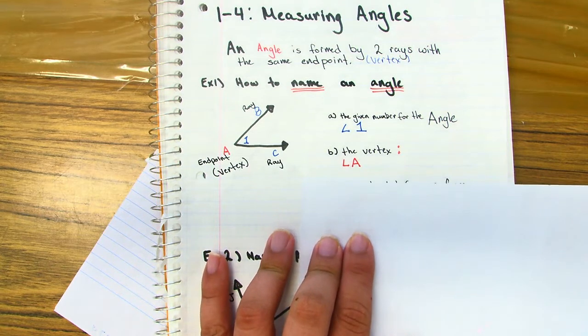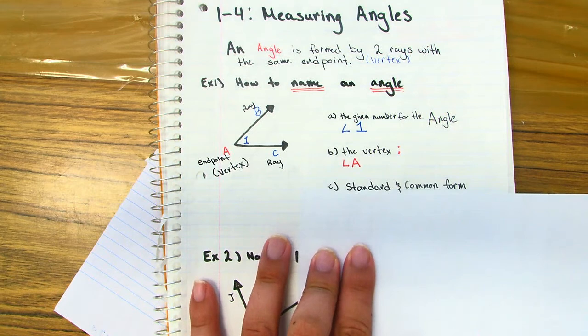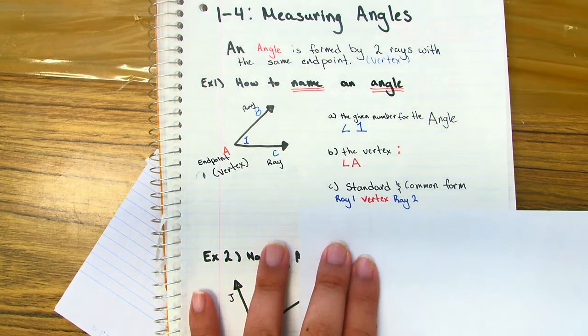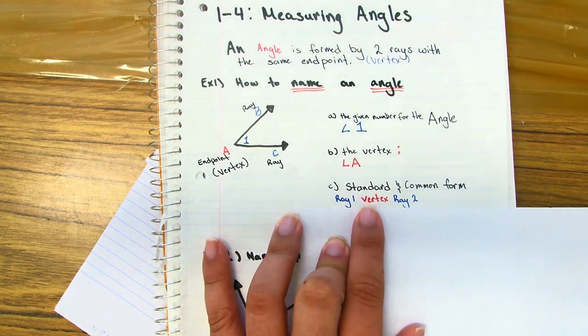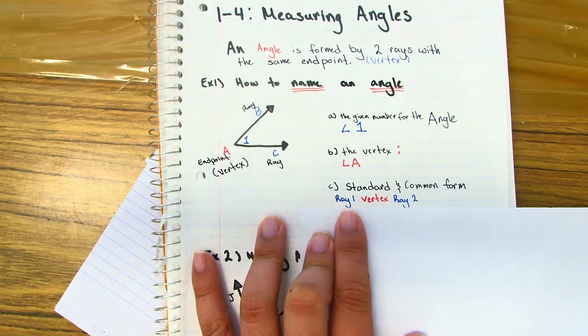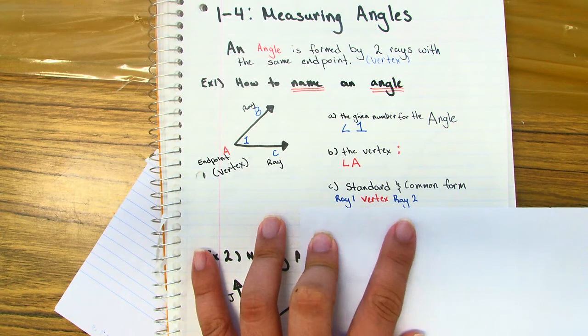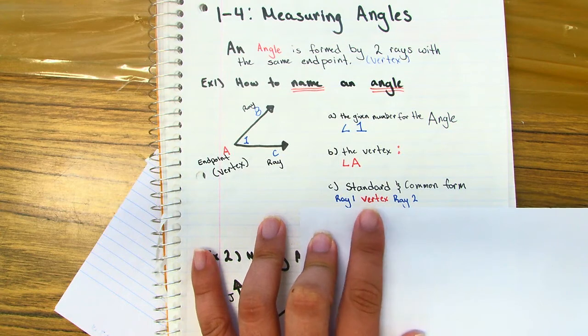The last one is to use standard and common form. It is using this format. If you notice, the vertex is always in the middle. Always keep this in mind. If the vertex is not in the middle, then you're naming the angle incorrectly. And then ray 1 is on the left and ray 2 is on the right side of that vertex, because the two rays are what connect to that endpoint. The endpoint is also called a vertex.